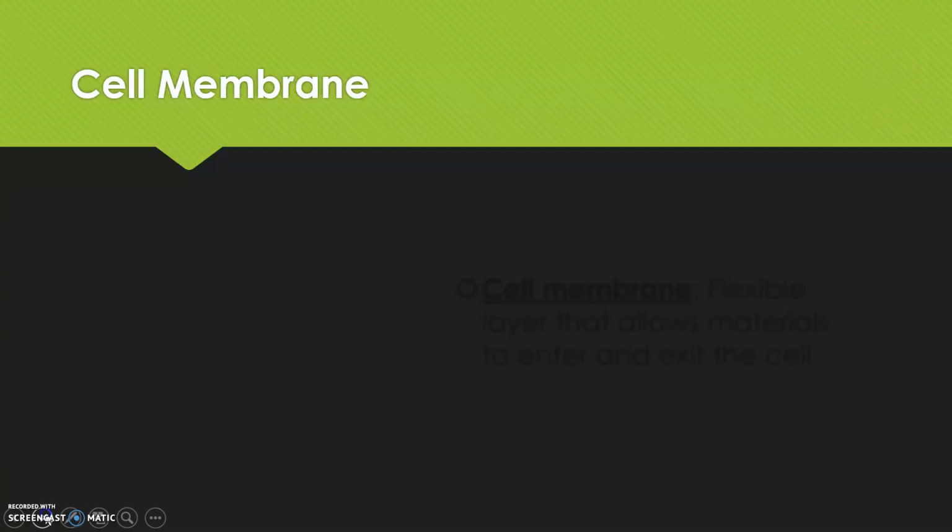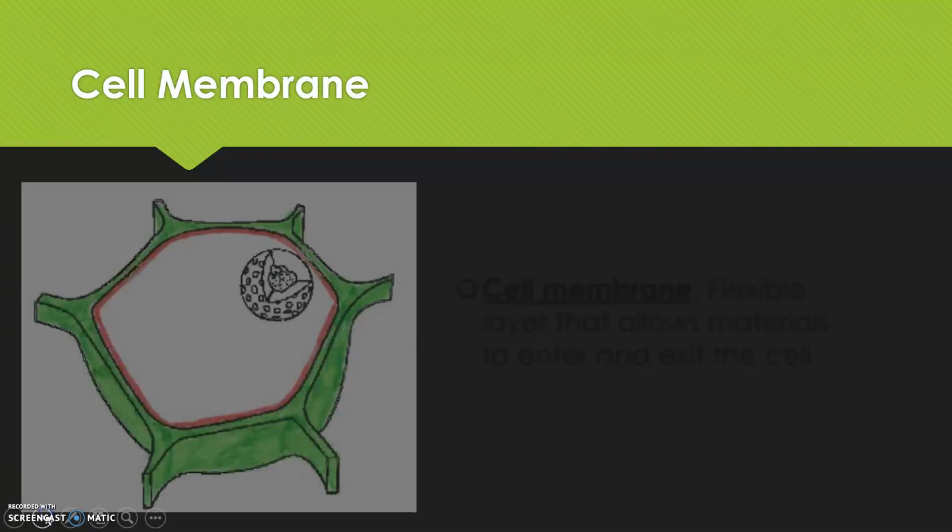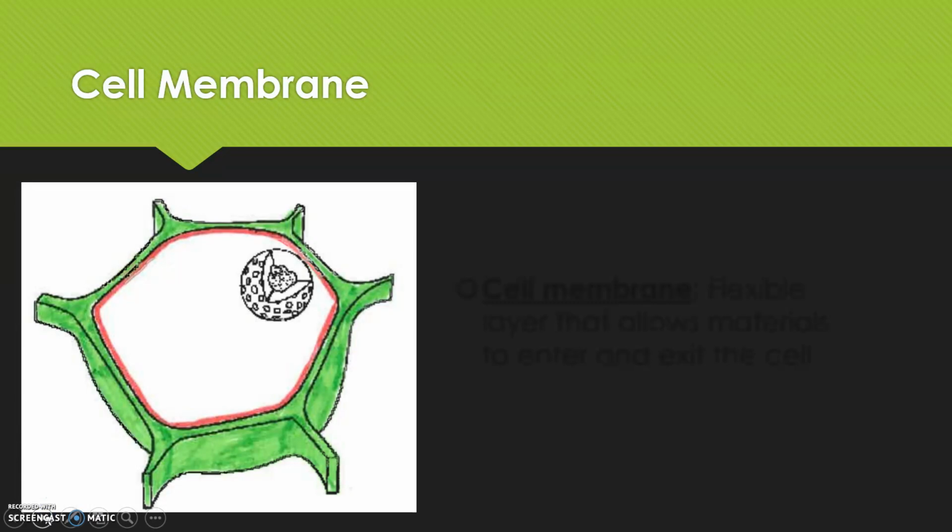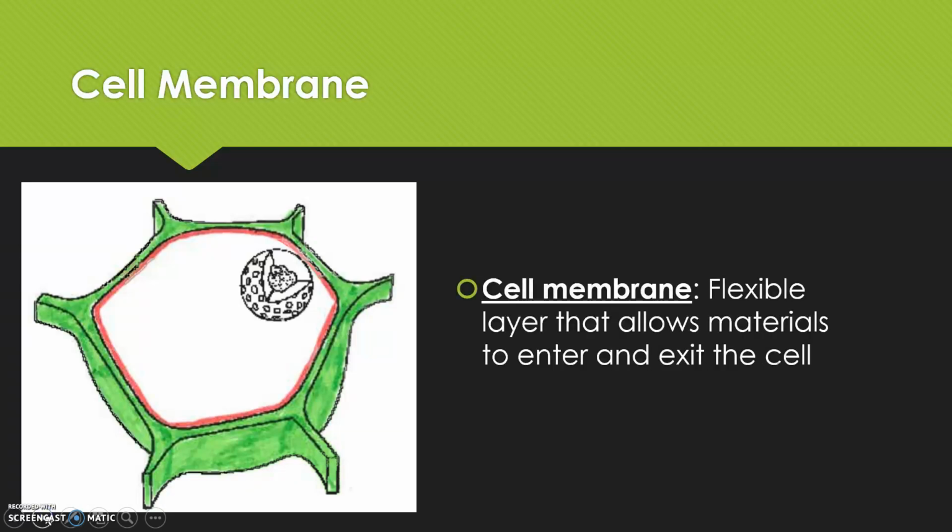Now, let's move on to the layer right underneath the cell wall. Shown in red, this is a much thinner layer compared to the cell wall. We call this layer the cell membrane. The cell membrane is like a security guard and only allows certain molecules to enter and exit the cell.